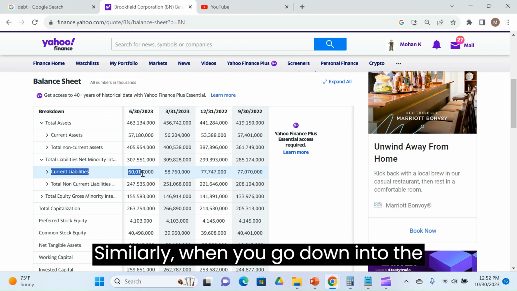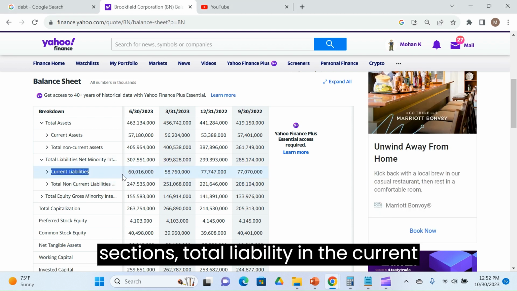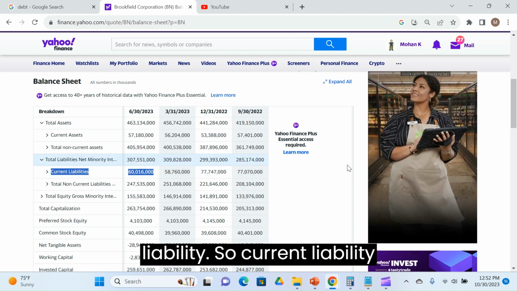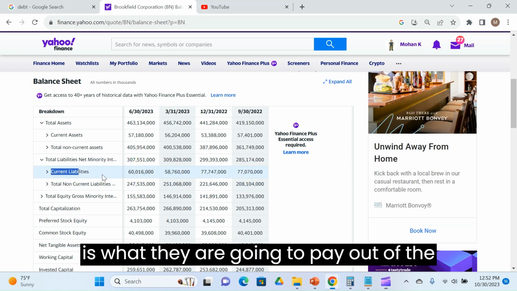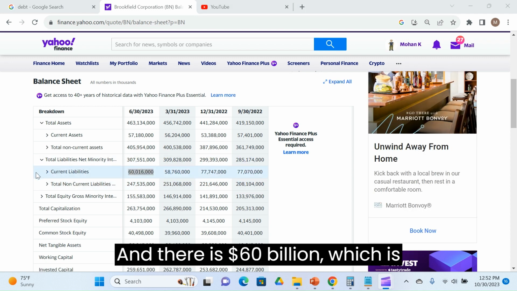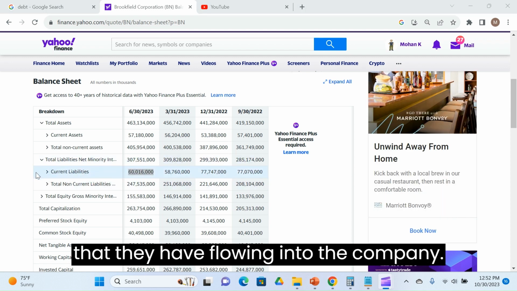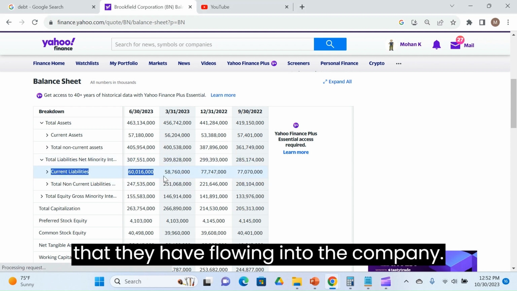Similarly, when you go down into the liabilities, it's broken down into two sections, total liabilities and the current liabilities. So current liabilities is what they are going to pay out of the company in the next 12 months. And that is $60 billion, which is greater than the $57 billion that they have flowing into the company.